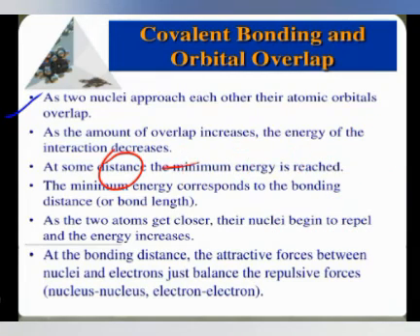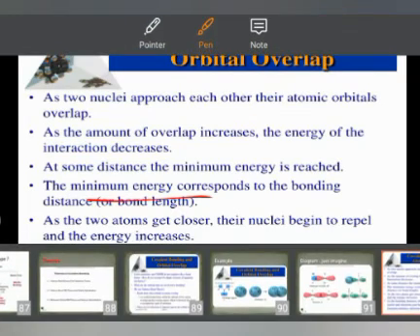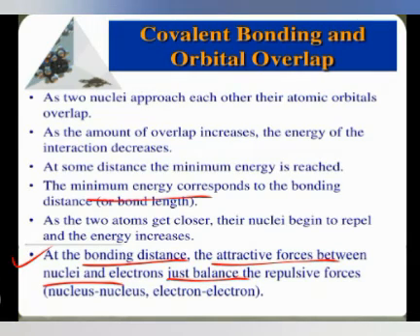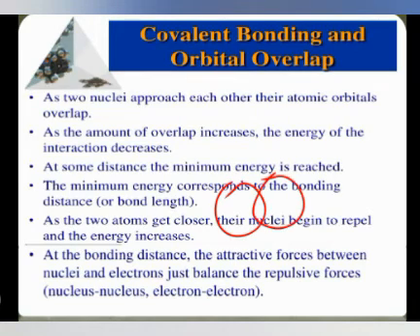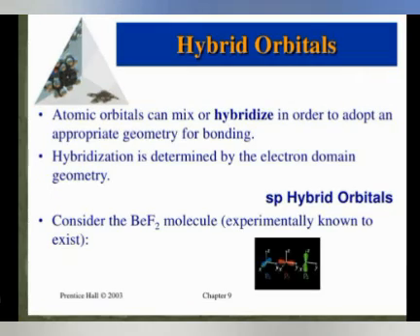Reason: at a fixed bonding distance, the attractive force between nuclei and electron just balances, and a repulsive force is created, that is nucleus and electron repulsion. When the nuclear and electron repulsion force is there, then the overlapping stops. That's why overlapping just forms a bond, not a total overlap.